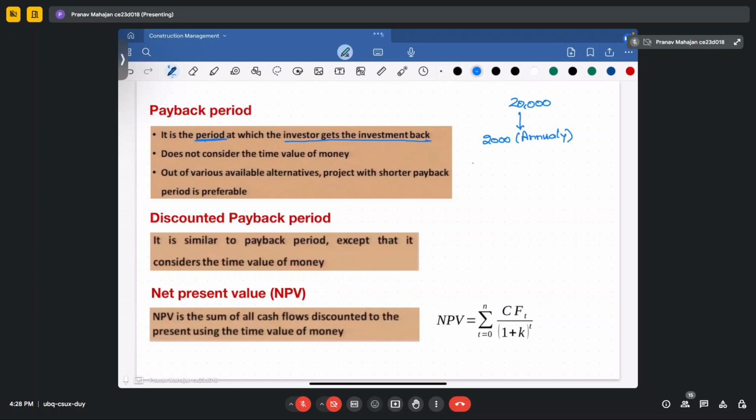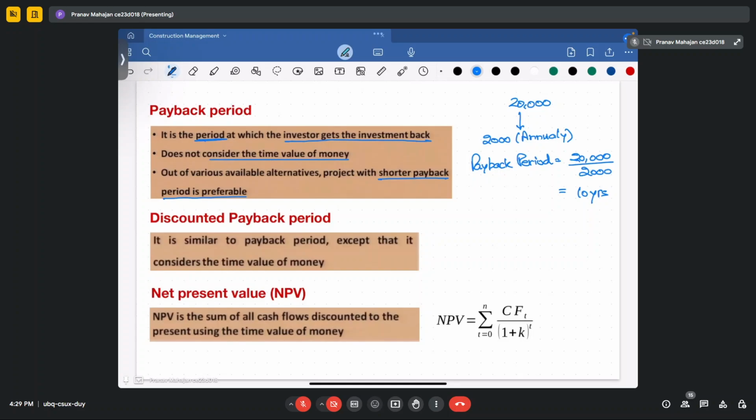So your payback period will be 20,000 divided by 2,000. That means 10 years. Okay. In this, you don't consider the time value of the money. Next is, out of various alternatives, the project with shorter payback is preferable.